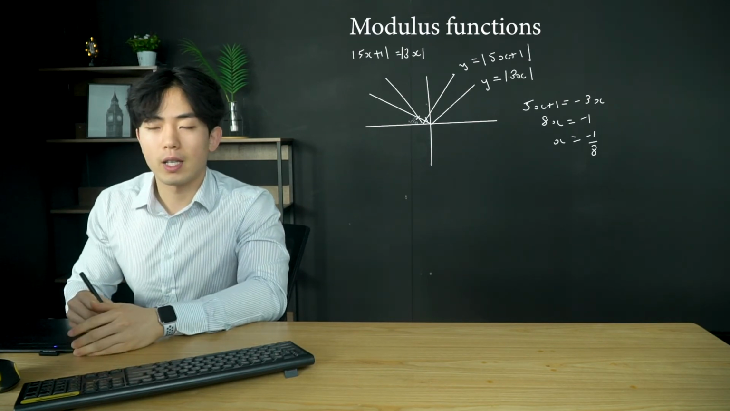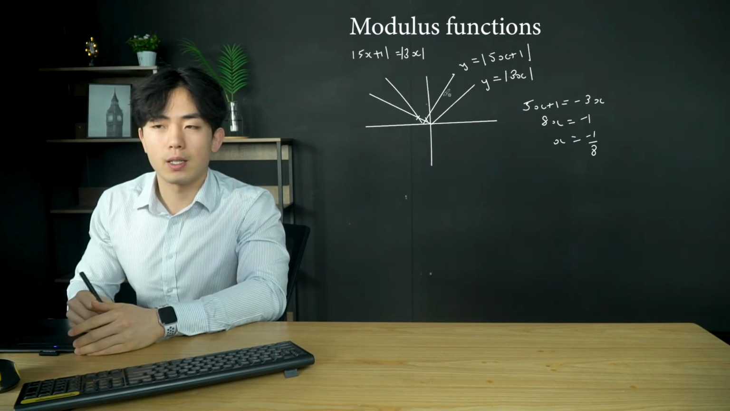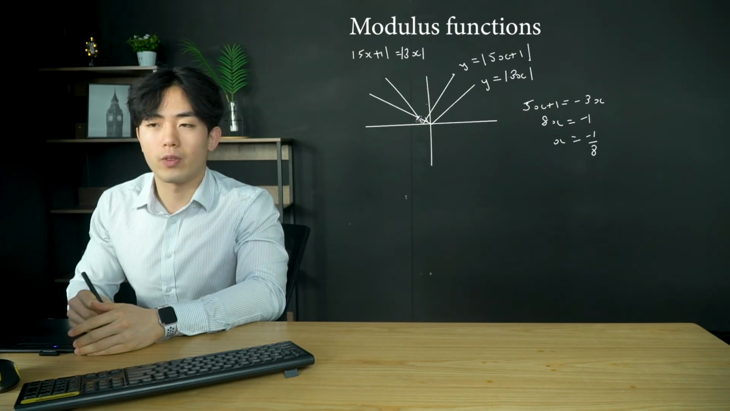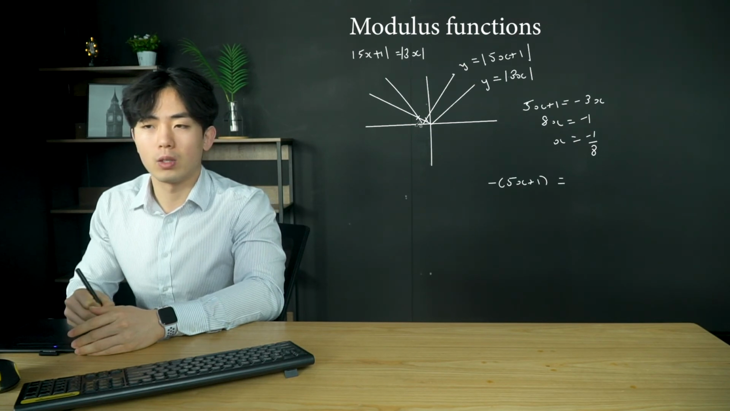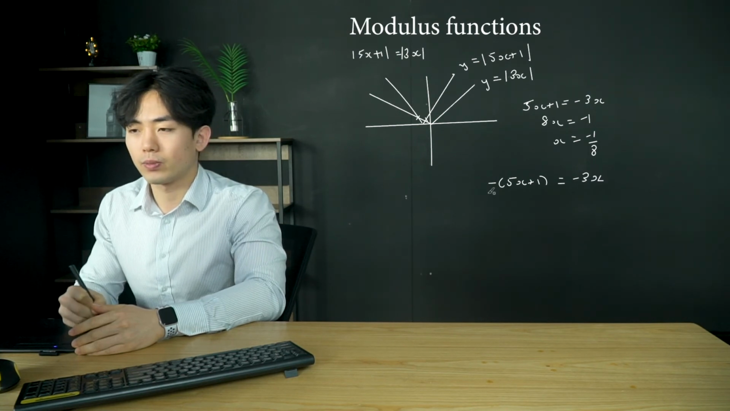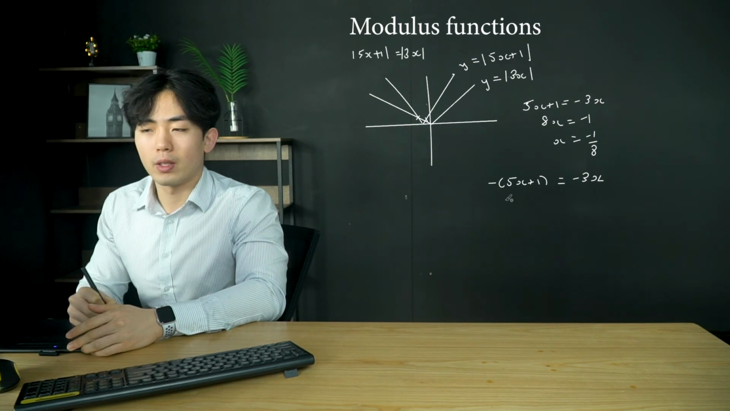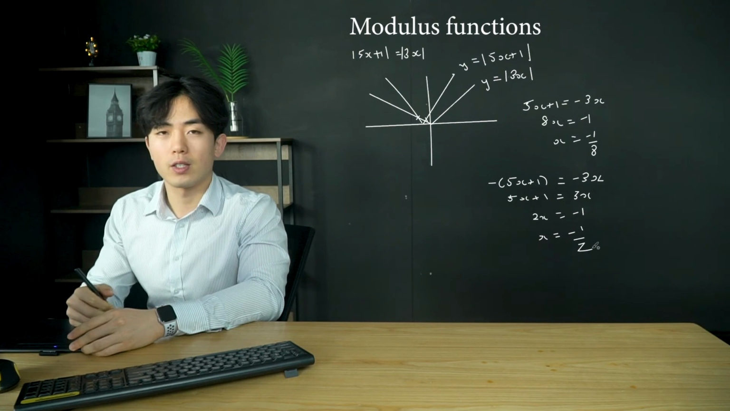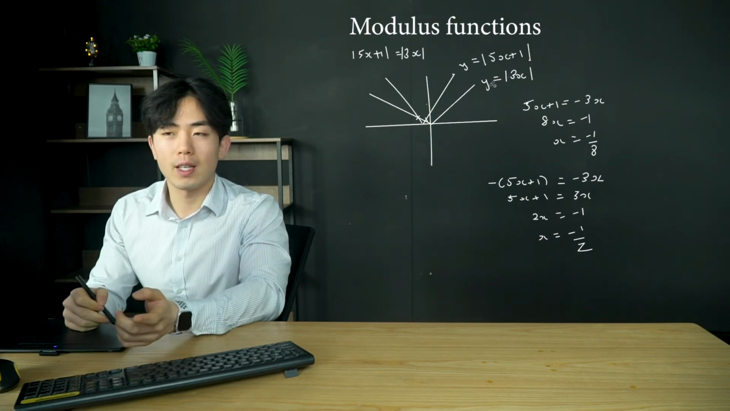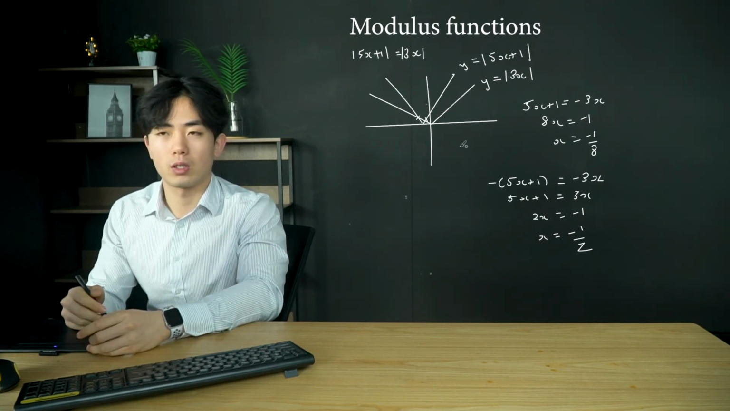Okay, what about this second intersection point? Well, this has the 5x plus 1 function, which has now been affected by the modulus. So we have to do a negative 5x plus 1. And that's equal to, well, it's still the left-hand side of this 3x one, so it's negative 3x. So we can have 5x plus 1 is equal to 3x, therefore 2x is equal to negative 1, so x is equal to negative a half. Okay, so that's why we always try and draw the graphs, to see whether it has been affected by the modulus functions.